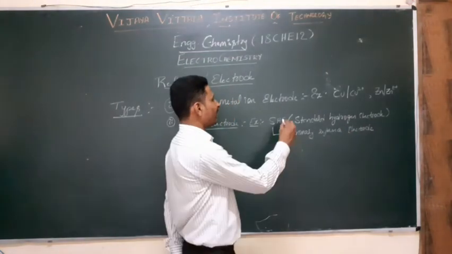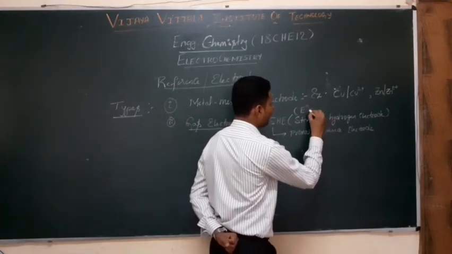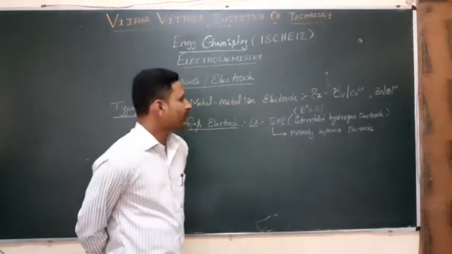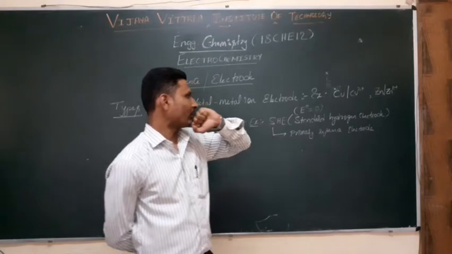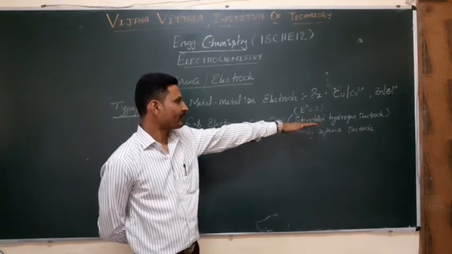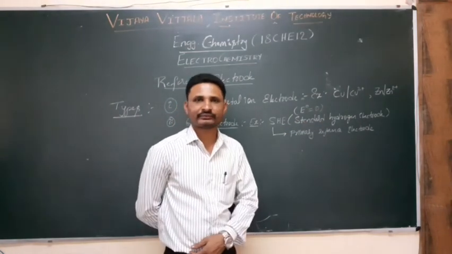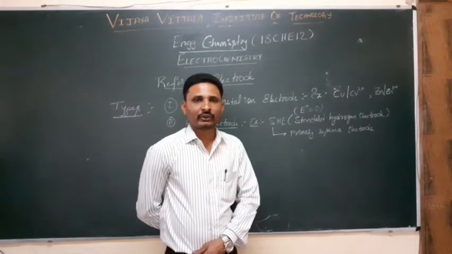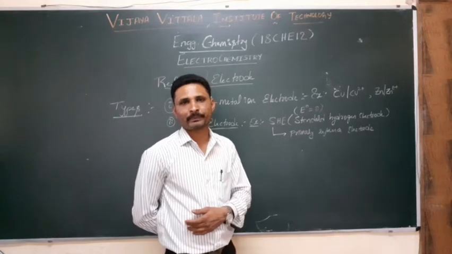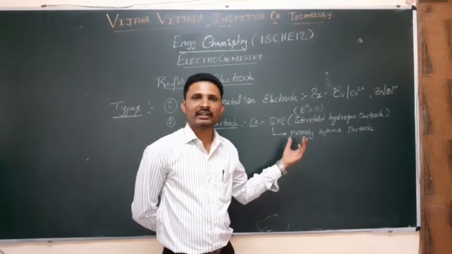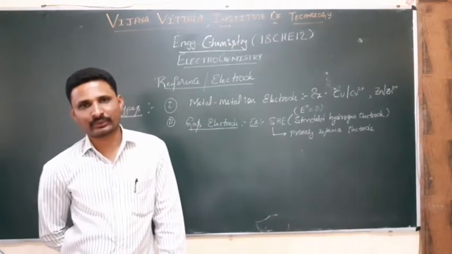But here the electrode potential of the standard hydrogen electrode is arbitrarily taken as 0, or we can say it defines the 0 value in the electrochemical scale. Understanding here? So the primary reference electrode is the standard hydrogen electrode, which has a standard electrode potential arbitrarily taken as 0.